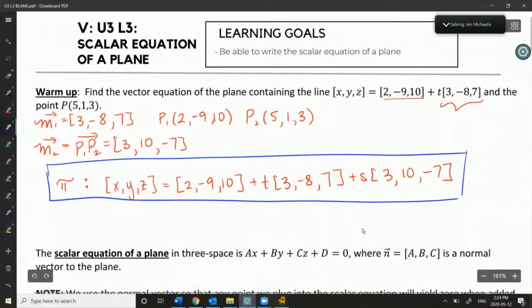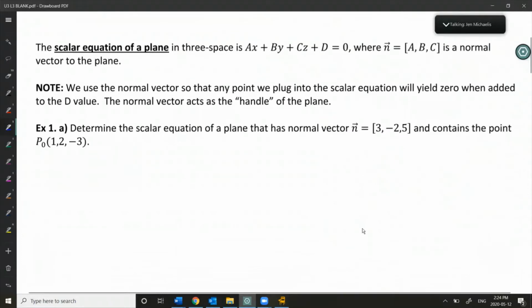Okay, so let's take what we know and extend this so that we can find the scalar equation of a plane. Now this looks somewhat similar to the scalar equation of a line in 2-space, but basically we have this z component here for the scalar equation of a plane in 3-space, and it will be plus some constant d. So a, b, c in this case represents a normal vector to the plane, and we use this normal as our a, b, and c coefficients so that any point that we plug in and add to the d value will actually result in 0.